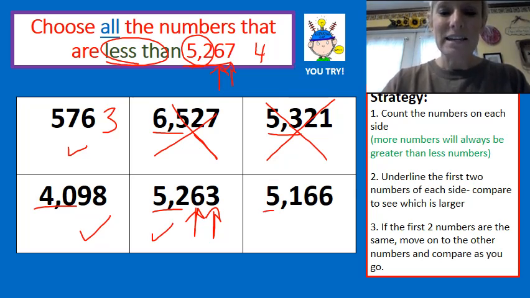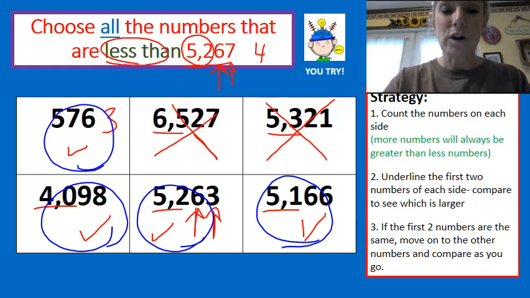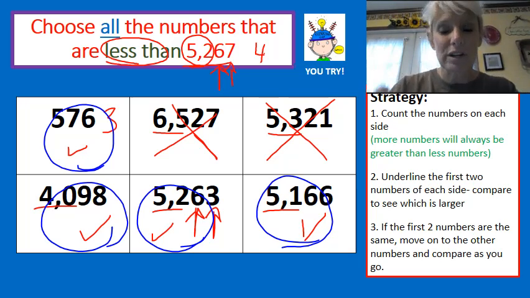All right, and the next one. 51 is smaller than 52, so I can tell that that one also works. So if I were to go back and check, I would have 1, 2, 3, 4. When we have to choose all, that means we're going to have more than one correct answer. We just don't know how many there's going to be.